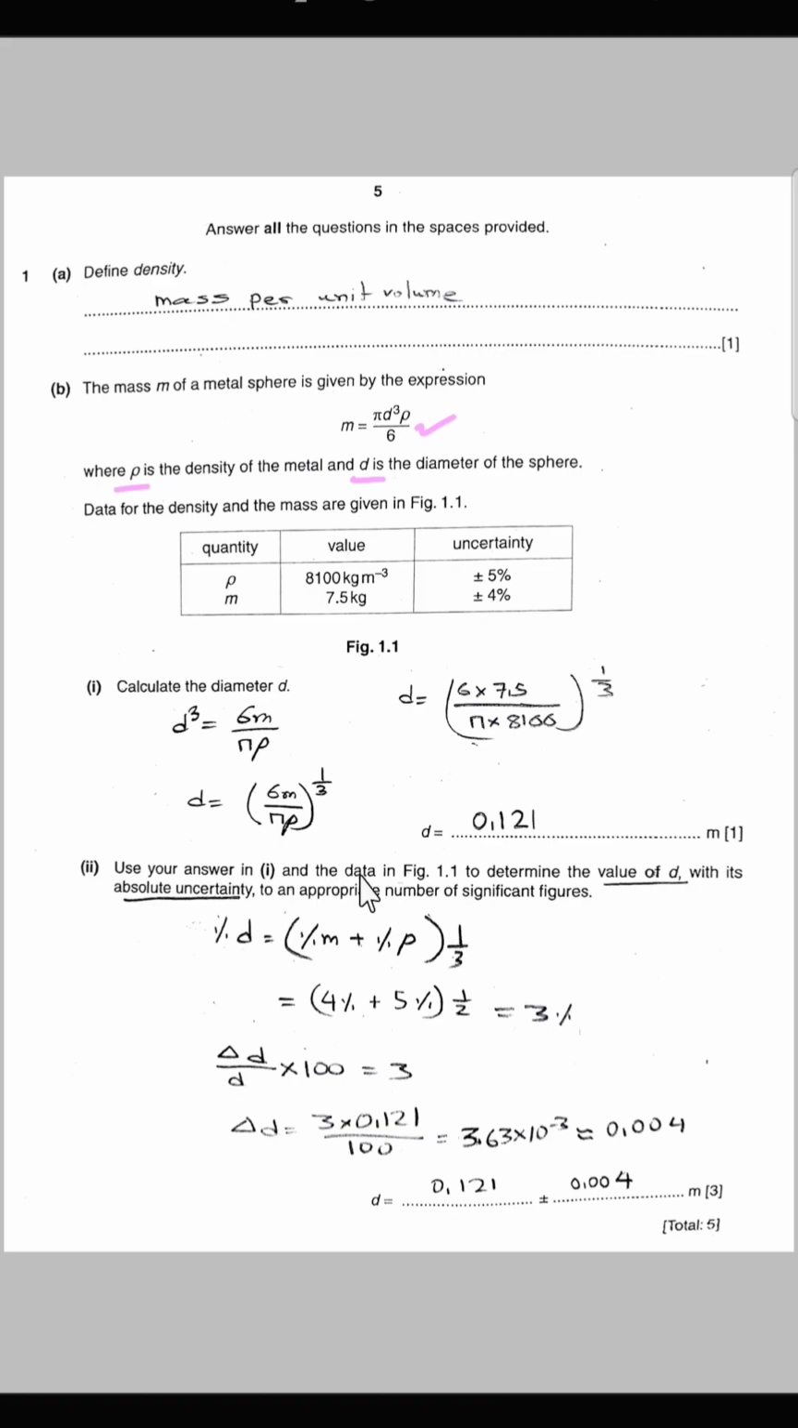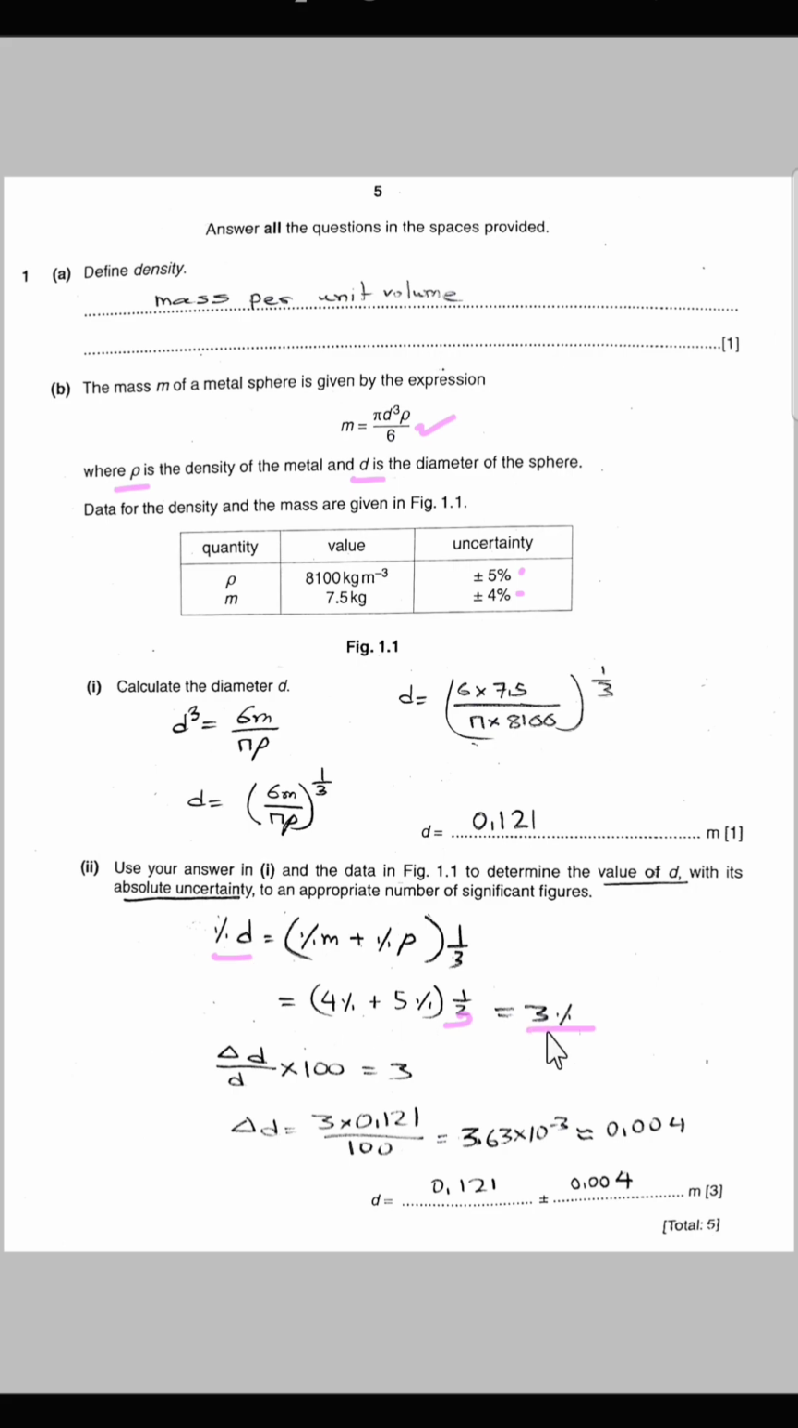Use your answer in part 1 and the data in figure 1.1 to determine the value of d with its absolute uncertainty to an appropriate number of significant figures. From the figure we know the percentage uncertainty in rho and the percentage uncertainty in m. We first find the percentage uncertainty in d. Percentage uncertainty in d is equal to percentage uncertainty in m plus percentage uncertainty in rho, multiplied by 1 by 3, because there is a power of 1 by 3. After multiplying this, we get a value of 3%. So 3% is the percentage uncertainty for d.